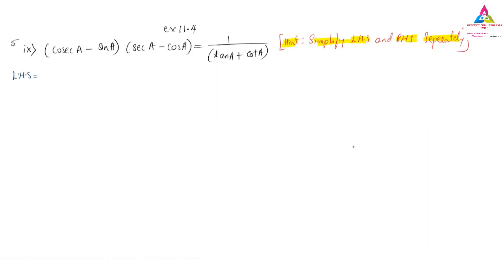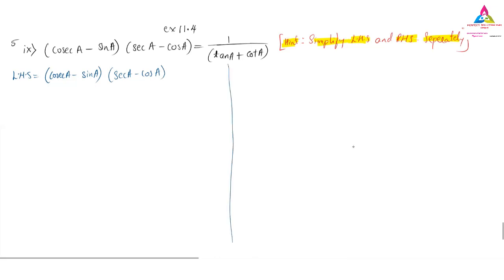Left hand side: here we have cosecant A minus sin A, and here we have secant A minus cos A. So it is our left hand side, and we will continue with this, and also we will take the right hand side, because we have to prove it. So I will put one line here, and I will write the right hand side, so it will be helpful for me to calculate it once: 1 divided by tan A plus cot A.